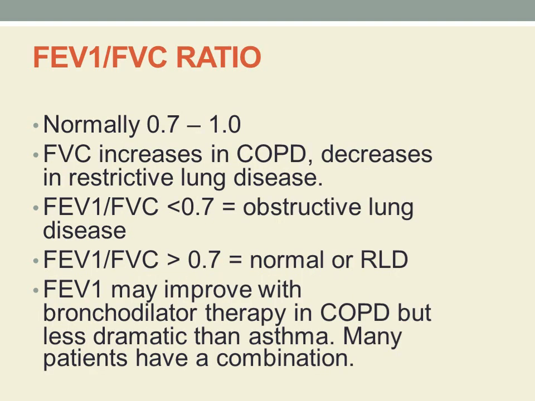The FEV1/FVC ratio is normally 0.7 to 1. FVC increases in COPD and decreases in restrictive lung disease. FEV1/FVC of less than 0.7 indicates obstructive lung disease, and greater than 0.7 is normal or restrictive lung disease.